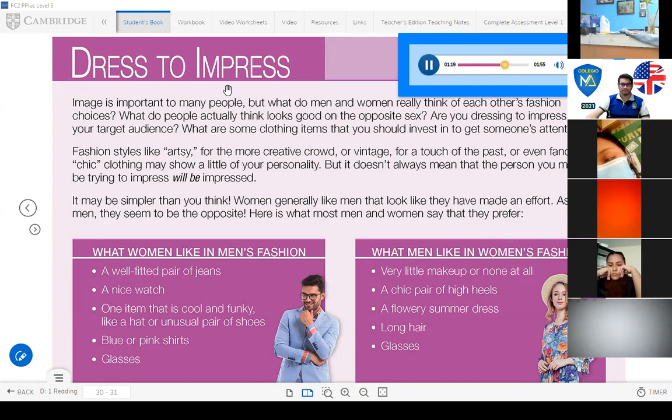What women like in men's fashion. A well-fitted pair of jeans. A nice watch. One item that is cool and funky, like a hat or an unusual pair of shoes. Blue or pink shirts. Glasses. What men like in women's fashion. Very little makeup or none at all. A chic pair of high heels. A flowery summer dress. Long hair. Glasses.